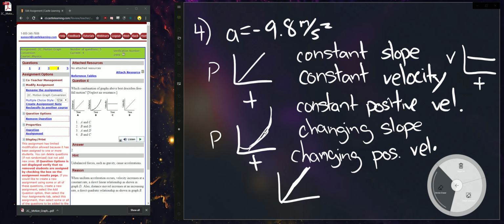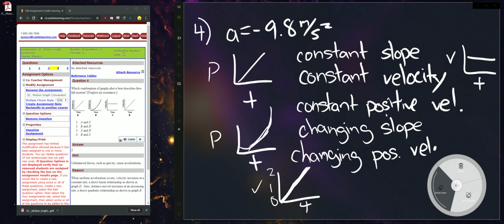Changing slope. That must mean on a PT graph, we have a changing velocity. And here we have changing velocity. This is VT graph. And so this would be 0, 1, 2. Yes, our velocity is indeed changing. So A and C, choice 1 would be correct. A and C match. B and D, which best describes free fall motion? Oh, best describes free fall motion.